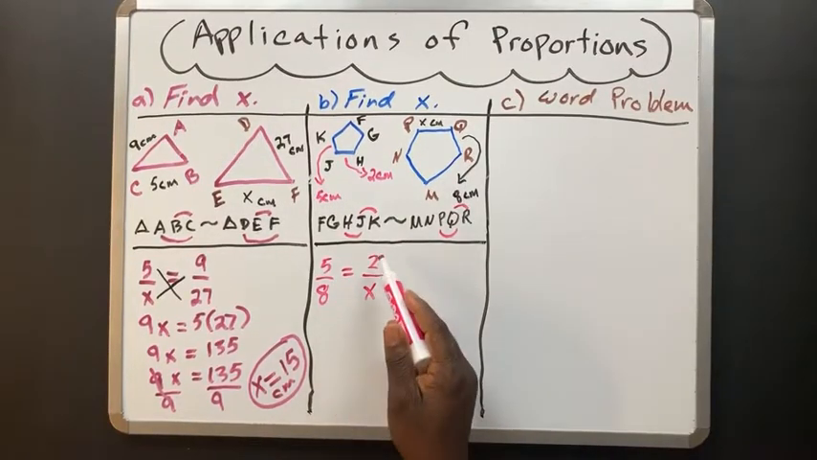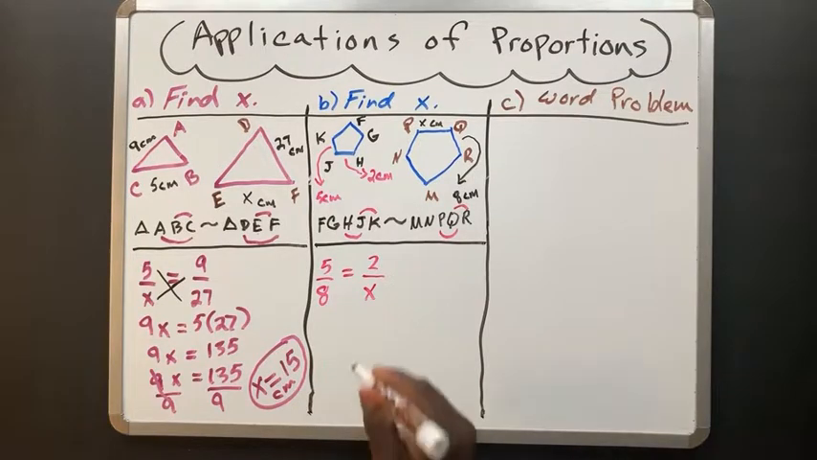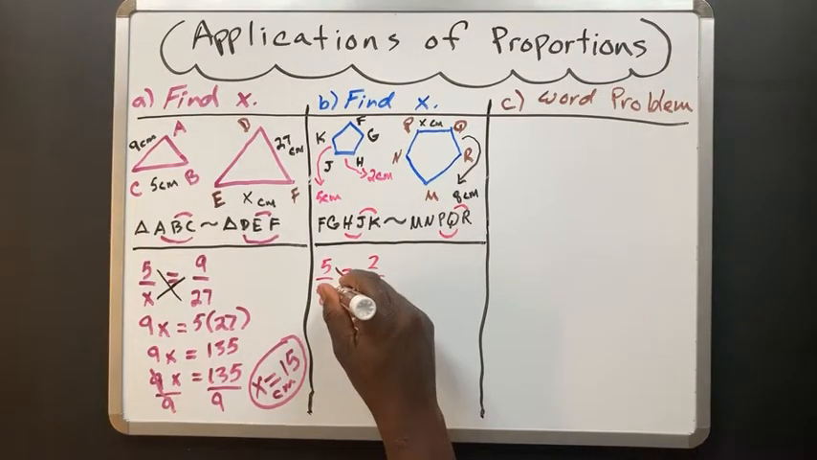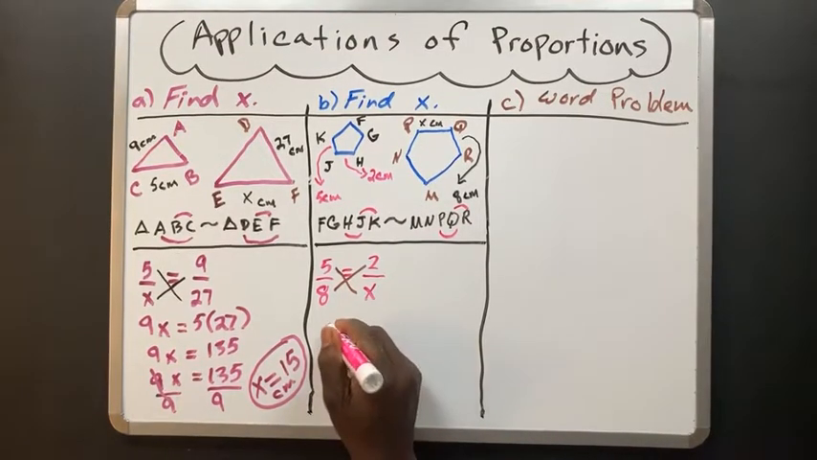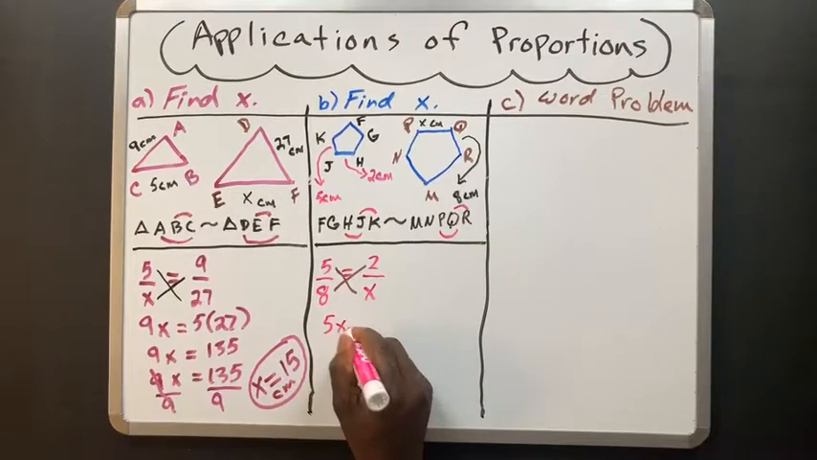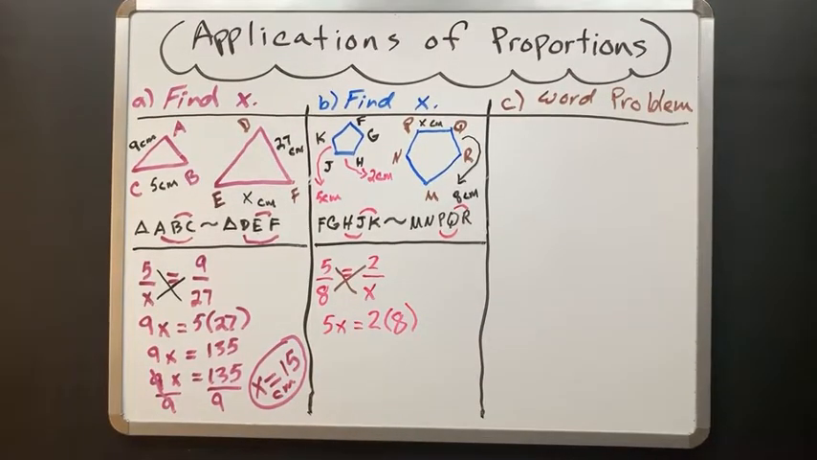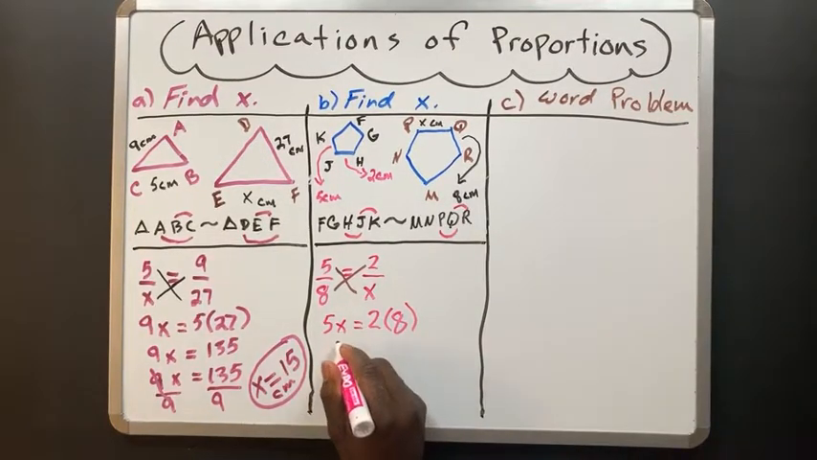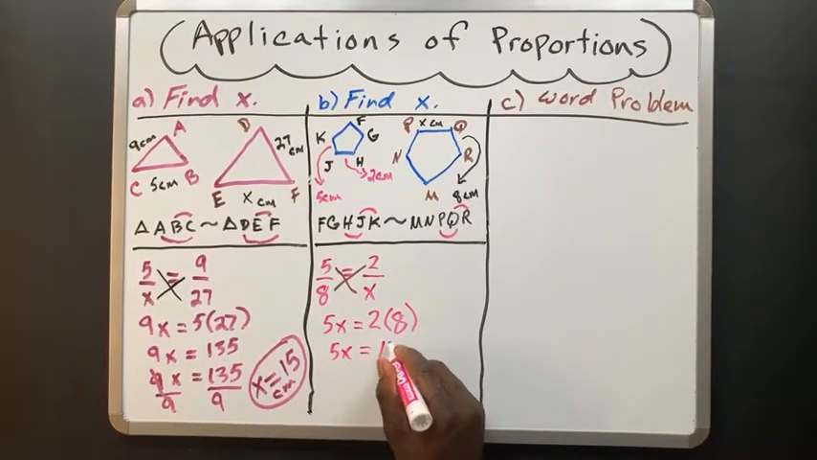So there we have it. 5 over 8 equals 2 over X. Now you know how to do the proportion or use the cross product as a strategy. 5 times X equals 2 times 8. Let's go ahead and simplify. We can't do anything to 5 times X, so we bring it down, bring down the equal sign. 2 times 8 is 16.